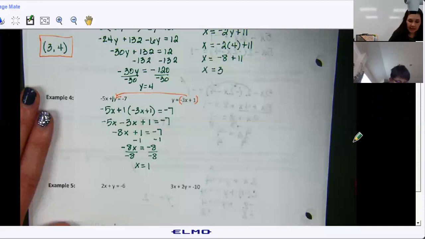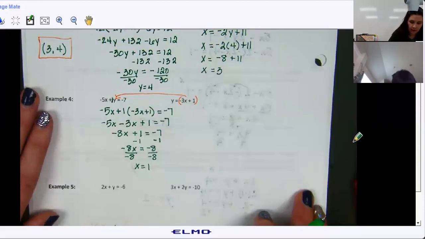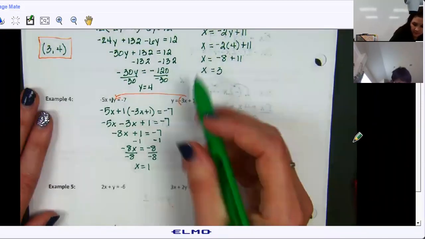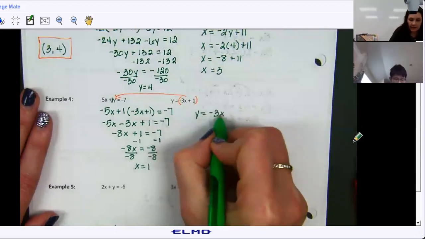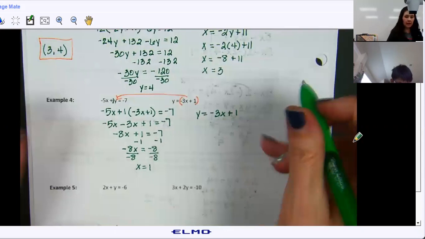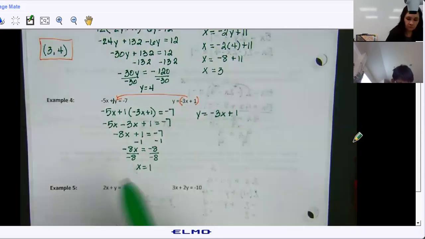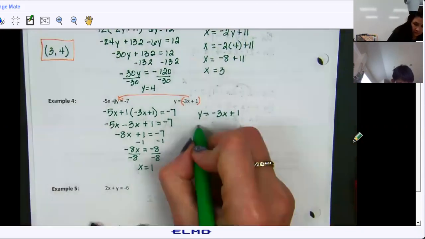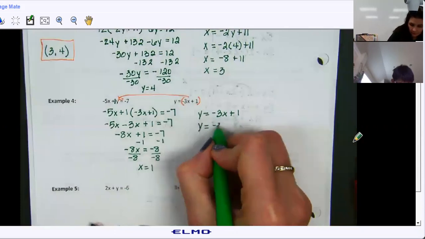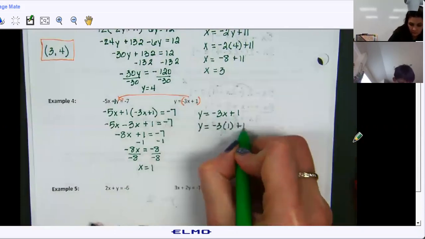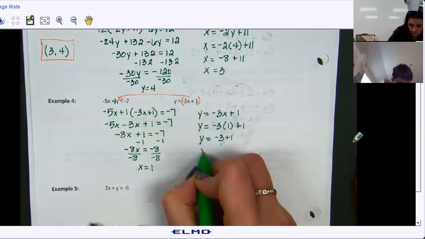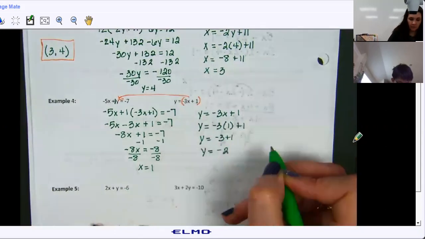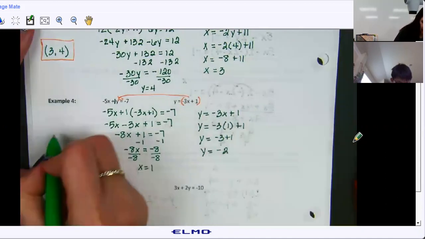Okay, so this is x, x equals 1, and then I'm going to use this equation, y equals negative 3x plus 1, and substitute 1 in where x is. You can use the other equation, though. Okay. And then you write this as an ordered pair.